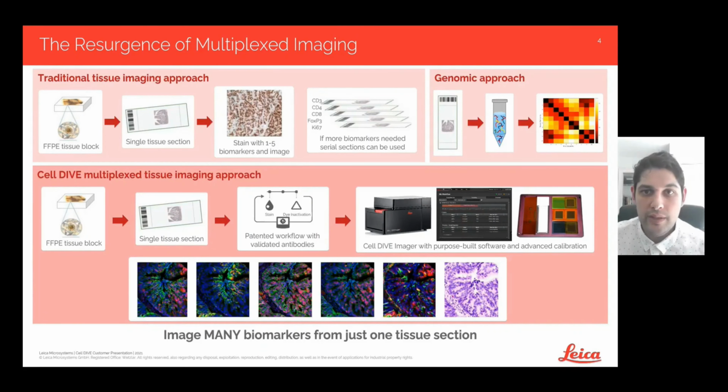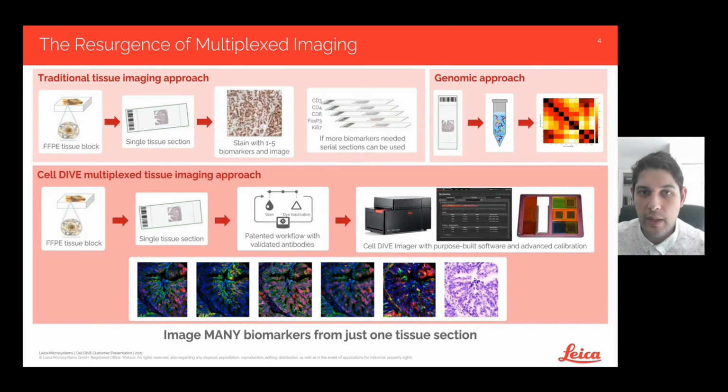So how do we get to multiplex imaging? There have been methods to perform forms of multiplex imaging in the past. The most classic version of this is the traditional tissue imaging approach, which uses chromogenic staining. In this case, FFPE tissue blocks will be sectioned, and then those sections will be stained with 1 to 5 markers. If additional sections are desired, then serial sections can be used. The problem with using serial sections is that there's a loss in resolution.